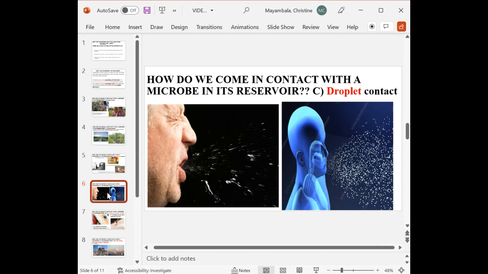Slide number 6. This is another means of contact transmission. This is the one that has been big in the news over the last 2 years, especially droplet contact through sneezing, through talking, which is the main reason why we have to wear our masks, because COVID and many other airborne infections are very easily transmitted from one person to another through droplets when you sneeze, when you're talking, and that's how the infection can be passed on from one person to another.